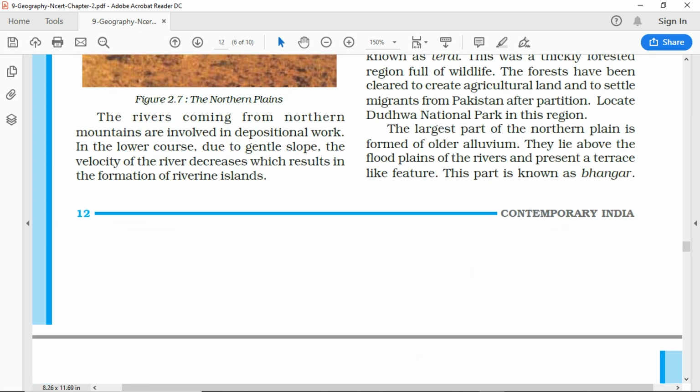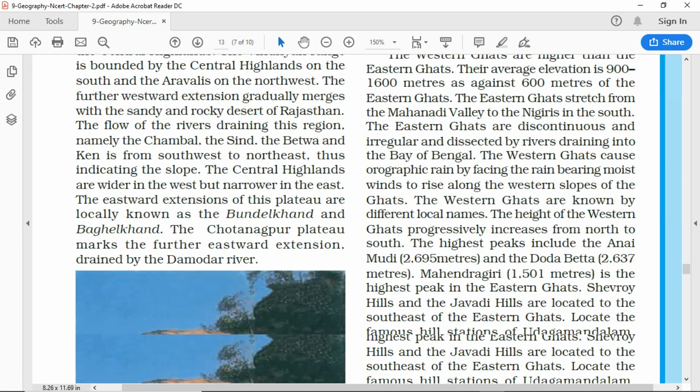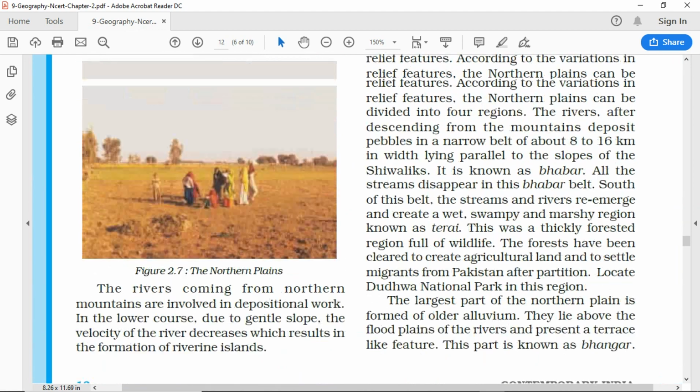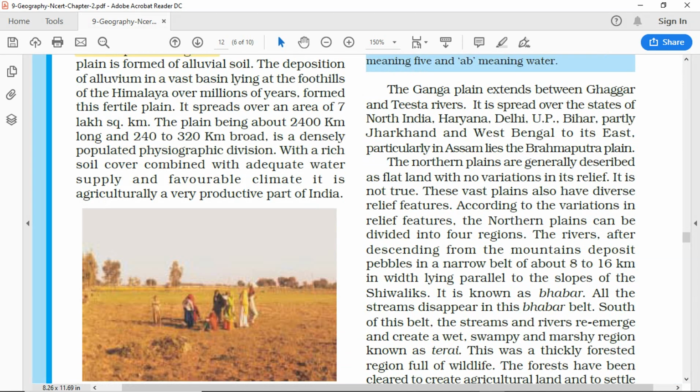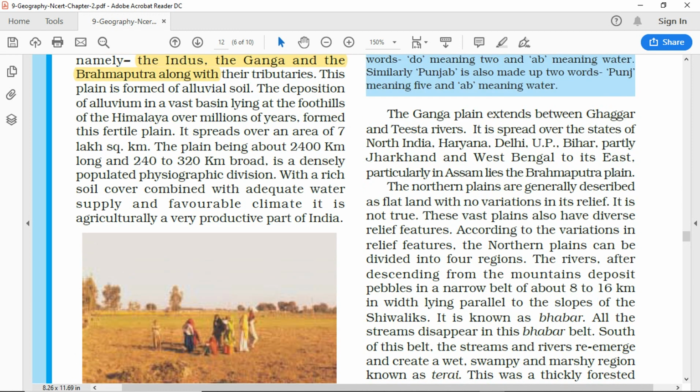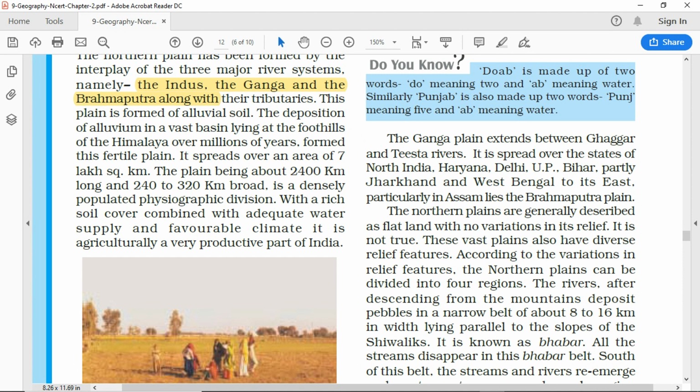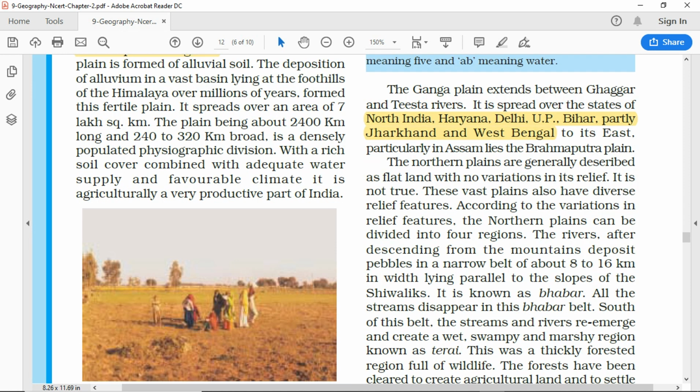Doab is made up of two words, do meaning two and ab meaning water. Similarly, Punjab is also made up of two words, panj meaning five and ab meaning water. The Ganga plain extends between the Ghaggar and Teesta rivers. It is spread over the states of North India: Haryana, Delhi, UP, Bihar, partly Jharkhand, and West Bengal to its east. Particularly in Assam lies the Brahmaputra plain.